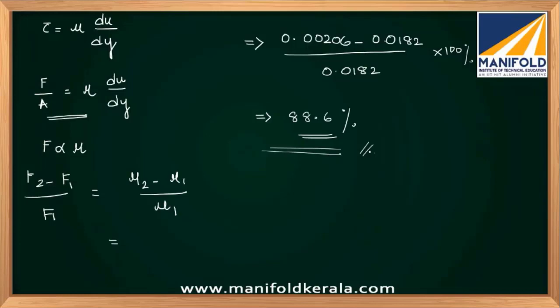I guess everyone understood the thing. The only topic which you people should remember is tau equal to mu into du by dy. Tau can be written as force per area, and the relationship between F and mu should be known. They are directly proportional to each other. Decrease in force, I am replacing with change in dynamic viscosity. So the final answer is 88.6%. Any doubt to any students? Please comment. You can write the solution if needed.